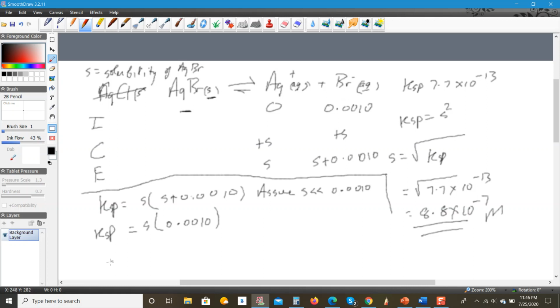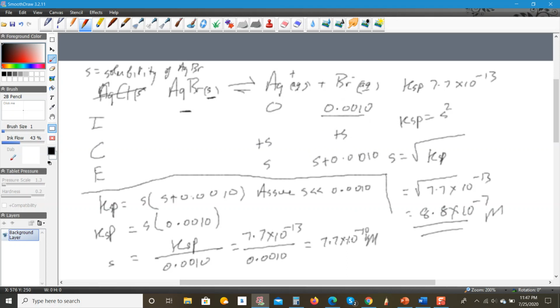So therefore, S, based on this, would be equal to Ksp divided by 0.0010. So the Ksp is equal to, as we said before, 7.7 times 10 to the minus 13 divided by 0.0010. And that works out to be equal to 7.7 times 10 to the minus 10 M. So this would be the solubility of silver bromide where you have already in the solution this amount of bromide ions.